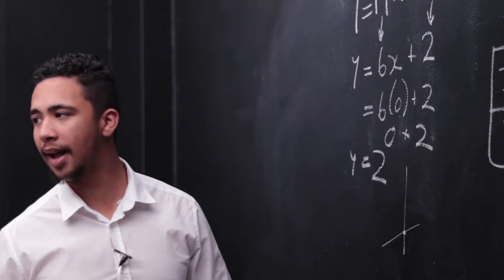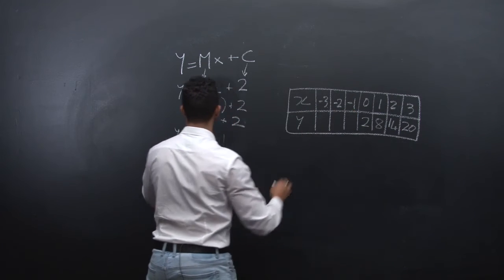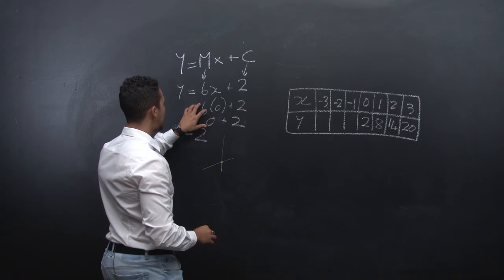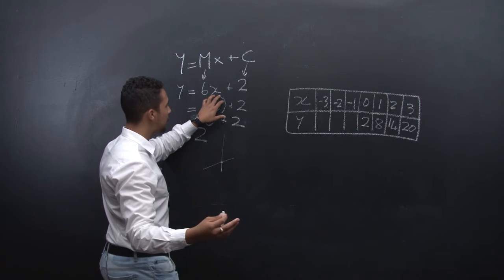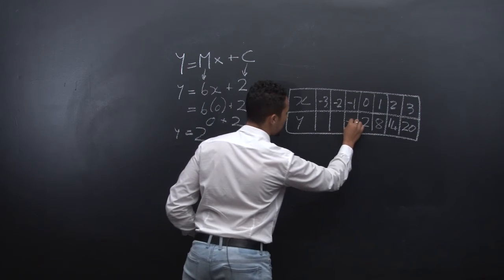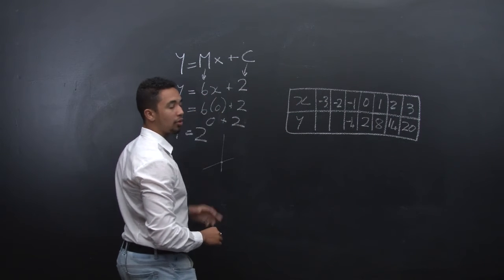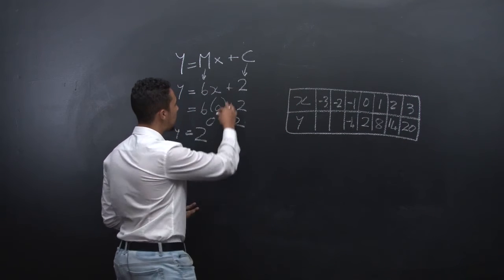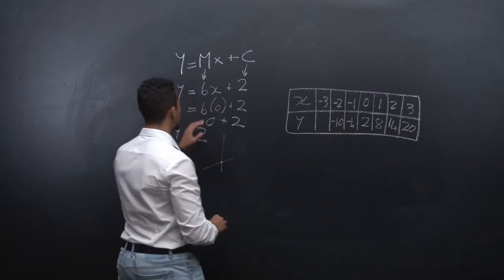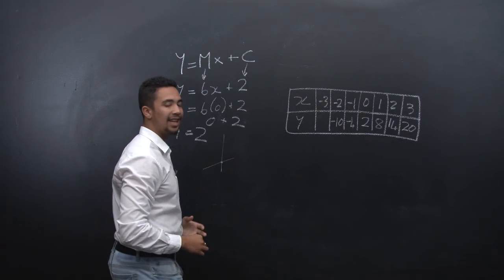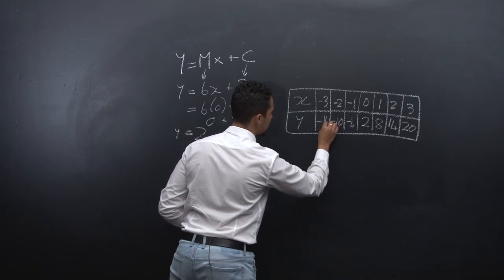So the same would apply when working with a negative value of x. -1 substituted over here will be 6 times -1 gives us -6, plus 2 gives us -4. 6 times -2 is equal to -12, plus 2 is equal to -10. 6 times -3 is -18, plus 2 is equal to -16.